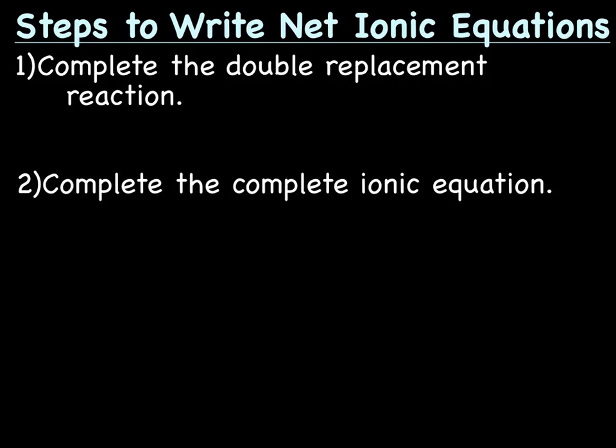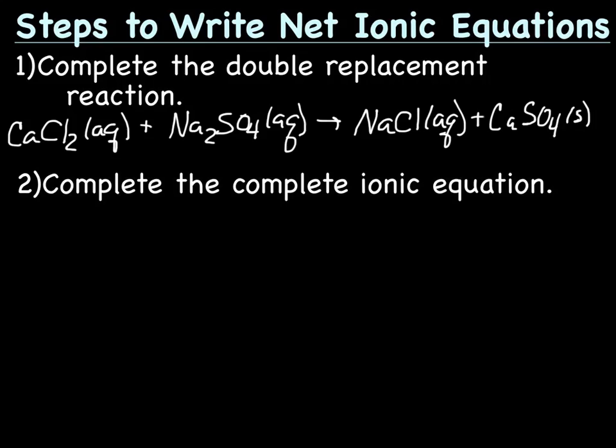All right, let's go over the steps to write net ionic equations. We're going to use the same practice problem we've been using for the double replacement and for the complete ionic equations. So normally step 1 would be to complete the double replacement reaction, which we've already done. So we started out with an aqueous solution of calcium chloride, added to that an aqueous solution of sodium sulfate, and the products were an aqueous solution of sodium chloride and solid calcium sulfate.